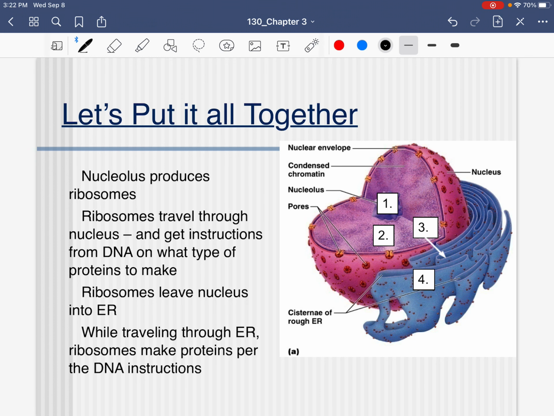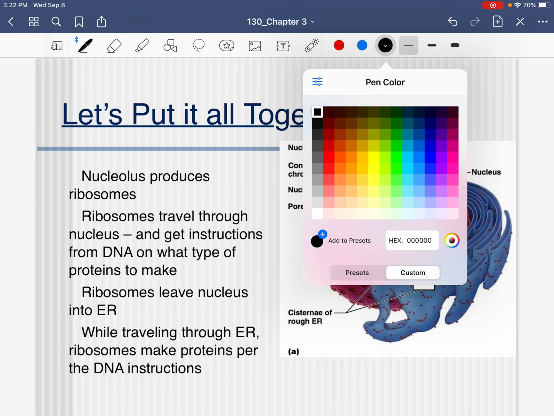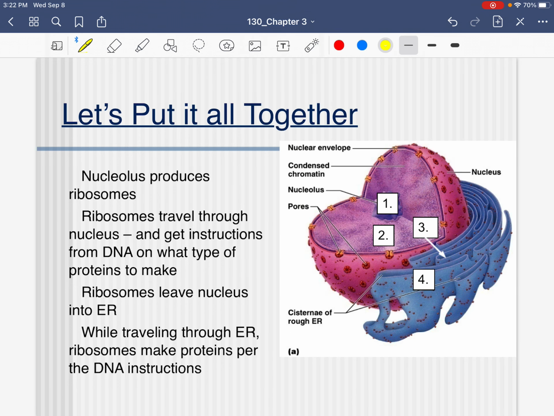All right, so I've already written this out, but I wanted to make sure that it was written on the slides one by one. But I've already said this. We'll just review it one last time. So the nucleolus produces the ribosomes. That's right here. The ribosomes travel through the nucleus. And the nucleus has the DNA.